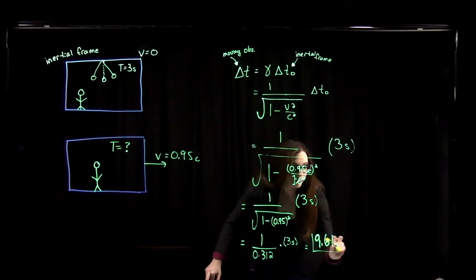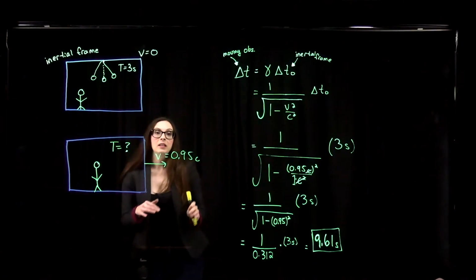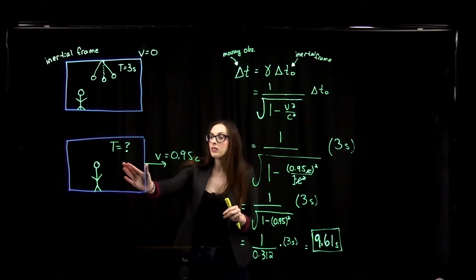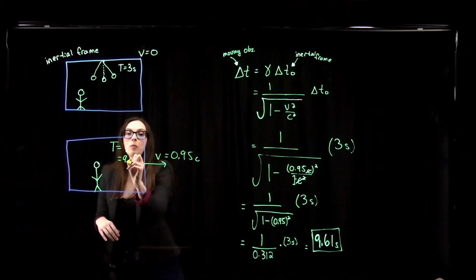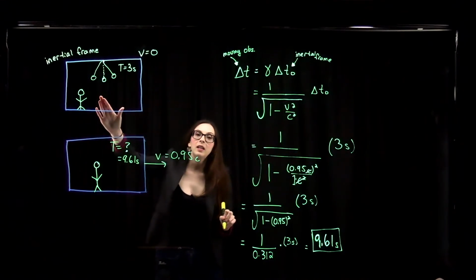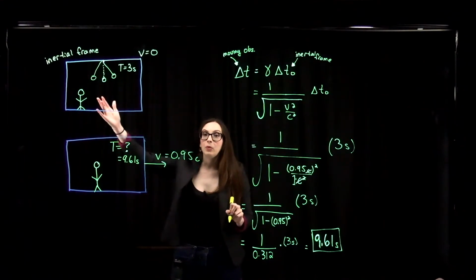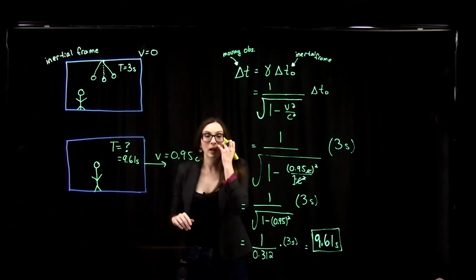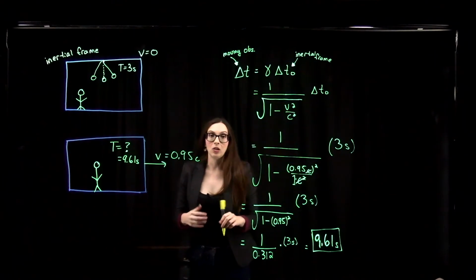My person who is moving at very close to the speed of light, who is watching this pendulum oscillate, is going to see that the period of oscillation takes more than 3 times longer than the person in the inertial reference frame who is right there in the same room and not moving as that pendulum is swinging back and forth. So this is the idea of time dilation.